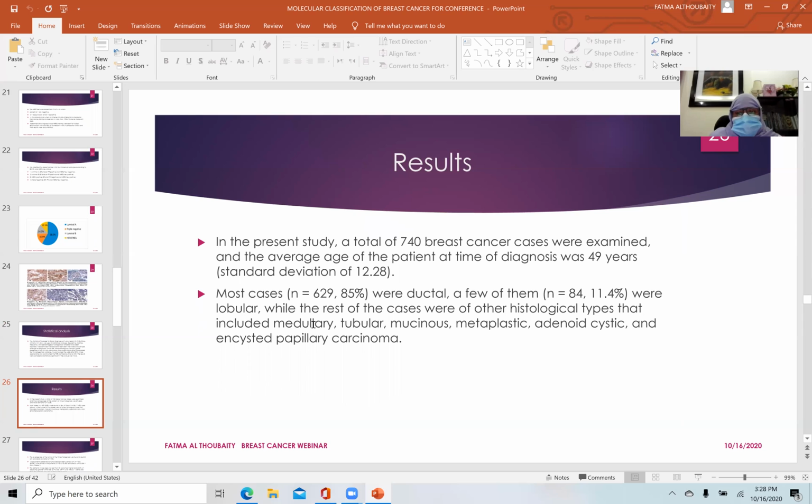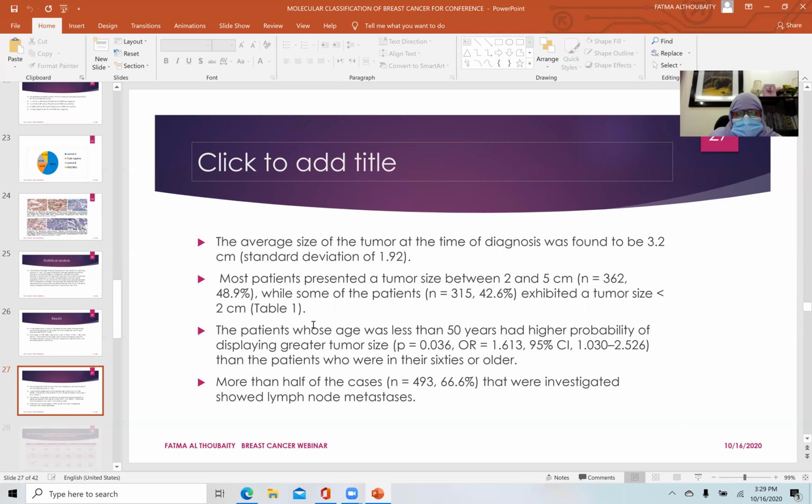Our results showed that the mean age of diagnosis is 49, and the most common cancer histopathologically is invasive ductal carcinoma, 85%, followed by lobular, 11.4%. And the rest are other types of cancer like medullary, tubular, mucinous, metaplastic, adenoid cystic, and encysted papillary carcinoma.